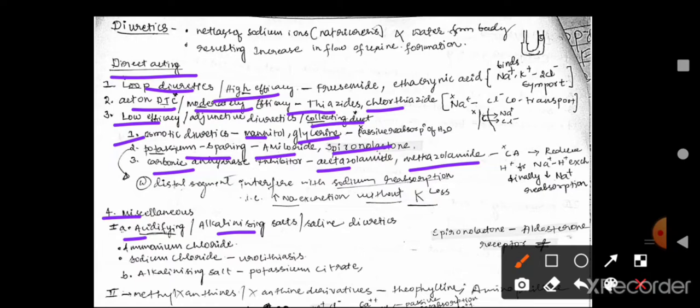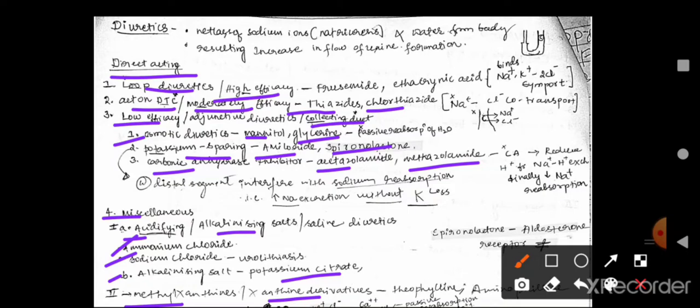Examples for the acidifying diuretics are ammonium chloride and sodium chloride, and for the alkalizing salts, potassium citrate. And in the miscellaneous, one more category of drug is methylxanthines or xanthine derivatives. Examples for these are theophylline and aminophylline, and also caffeine. Now let us come to the mechanism of action of the loop diuretics. This is important from the examination point of view.